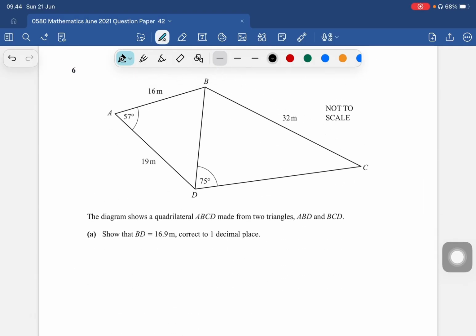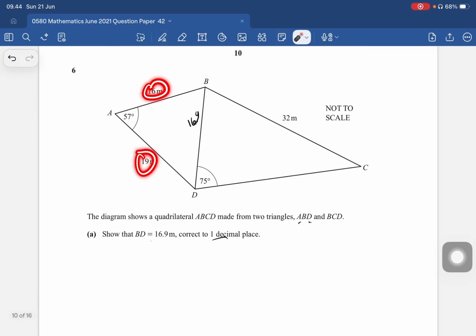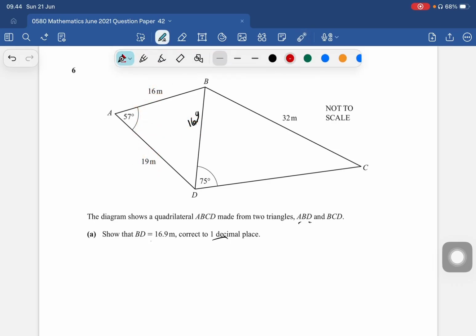Okay, number 6. The diagram shows a quadrilateral ABCD made from two triangles ABD and BCD. Show that BD is 16.9, correct to 1 decimal place. Let us check it. So we got two sides here and one angle opposite. The side we don't know yet.